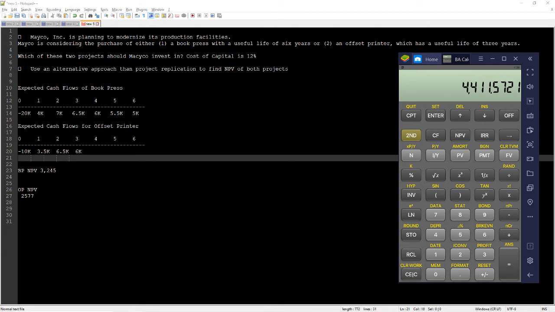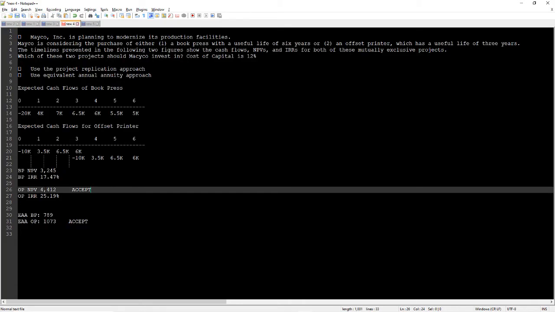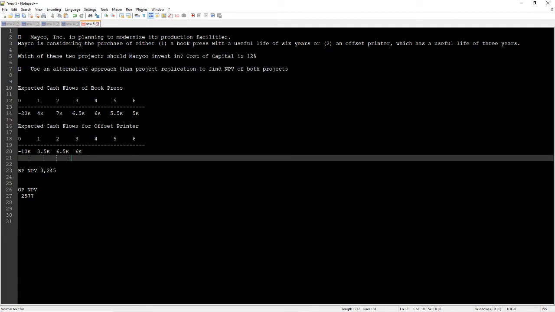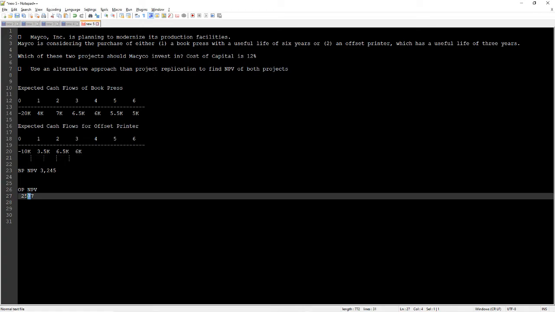$4,411. And if we go back to our previous slide, our net present value is $4,412. And note that all we have to do is round up and we get that $4,412. So that's how we figure it out.